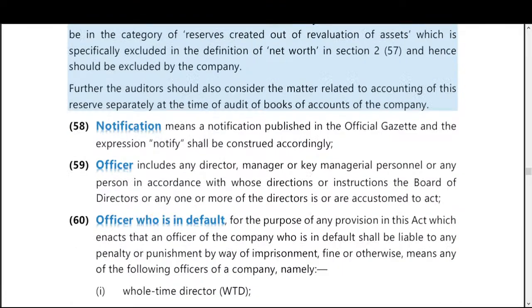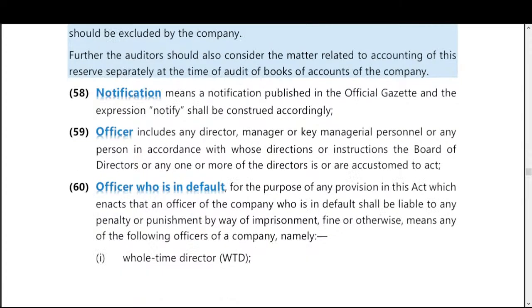Notification means the notification published in the Official Gazette, and the expression notified shall be construed accordingly. Officer includes any director, manager, or key managerial personnel, or any other person in accordance with whose directions or instructions the board of directors or any one or more of the directors is or are accustomed to act.